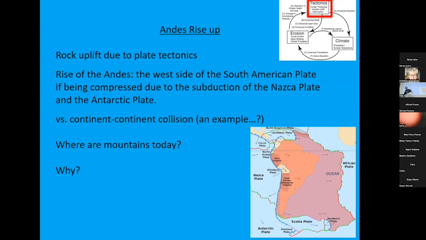Folks at home may be able to see this. So can everyone see this if I stand like this?